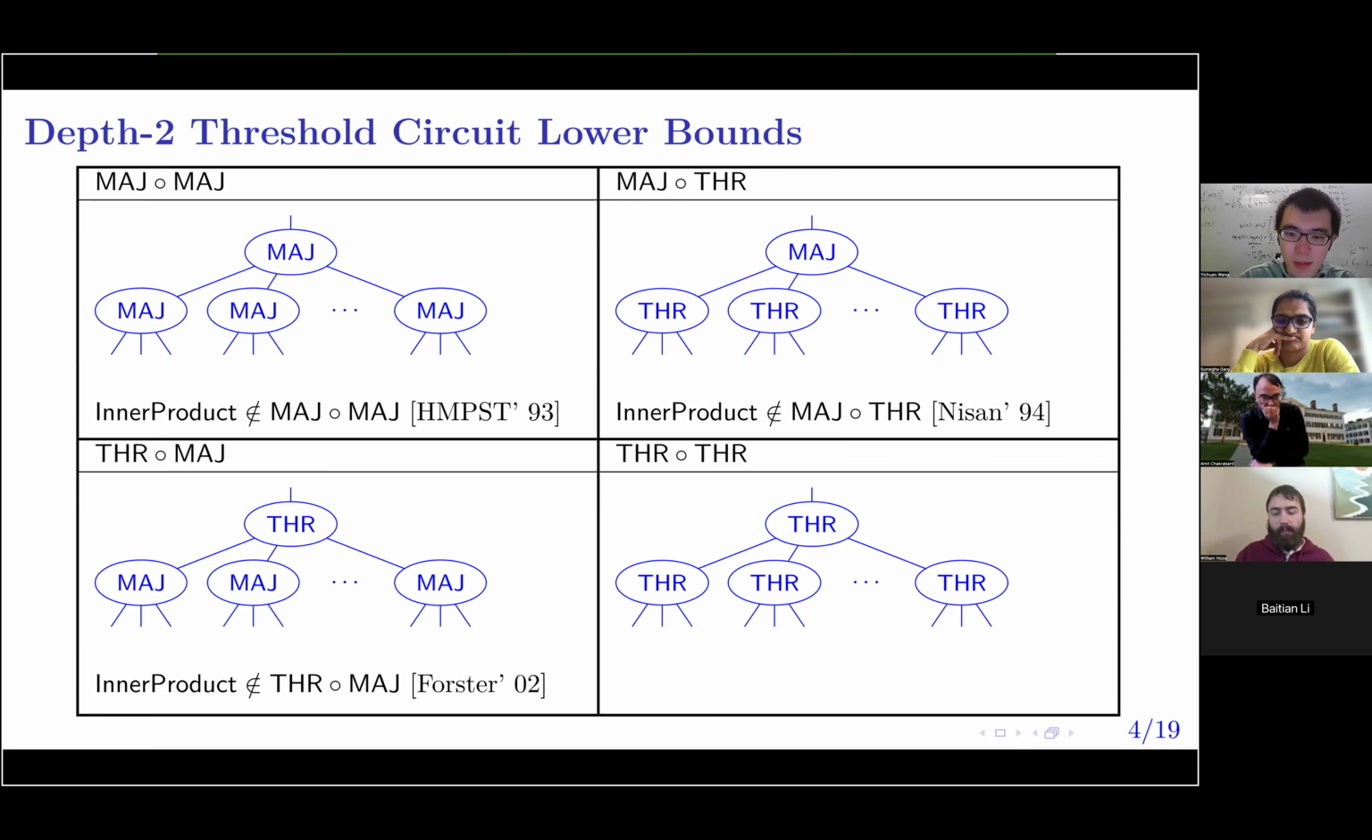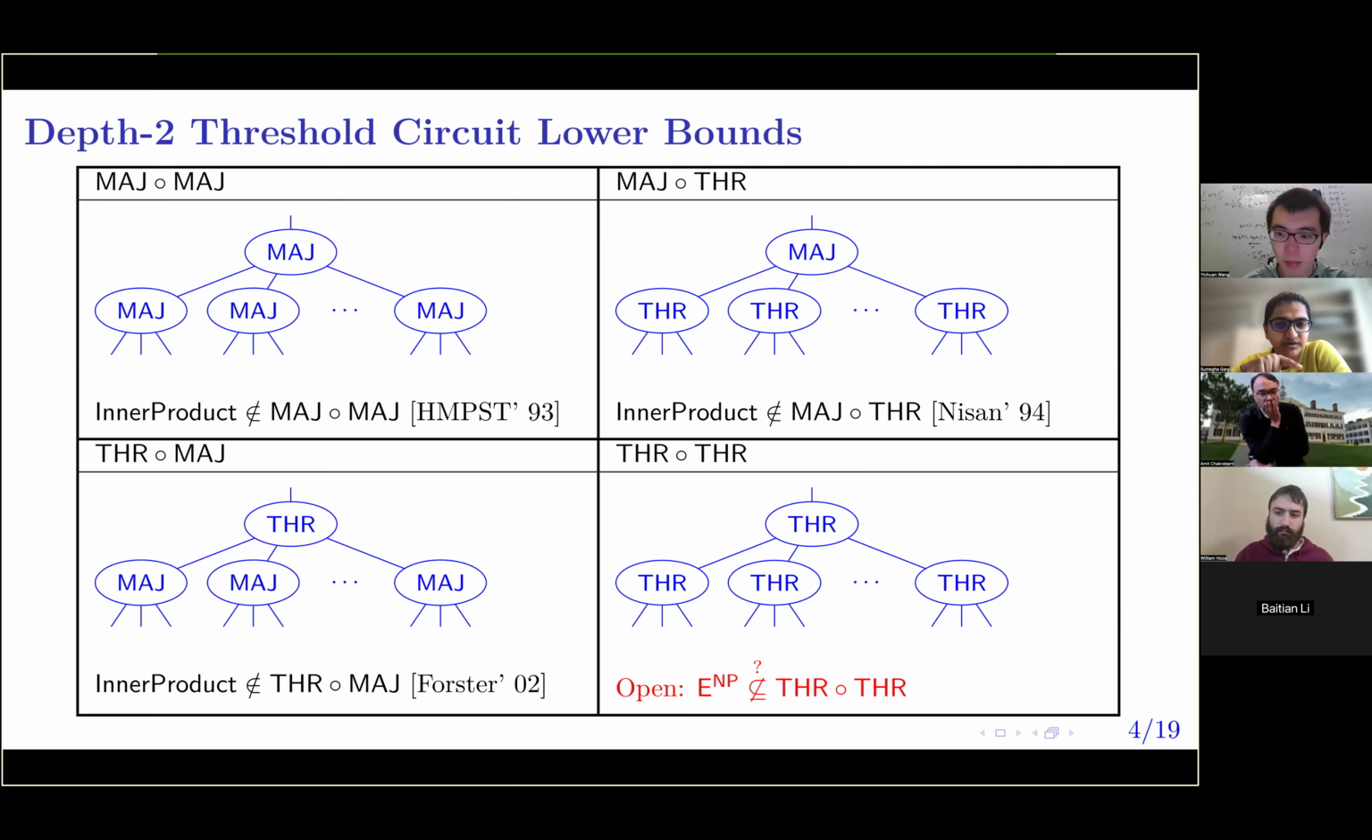Okay, but for the last circuit, let's say 2 layers of threshold. So even for the very strong complexity class E to the NP, we don't yet have a lower bound. So that's where the lower bound stops, and this actually feels very embarrassing because even for only depth 2, we don't have a good lower bound.